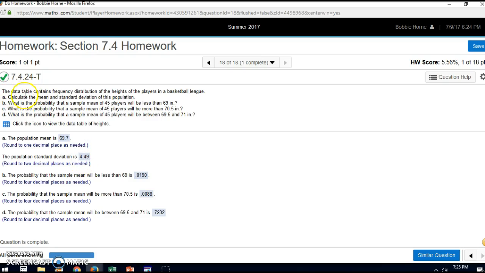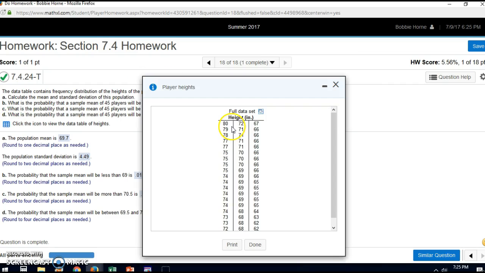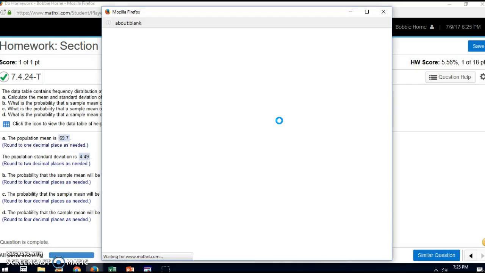In this situation, we are looking at the heights of basketball players, and we are being asked to calculate on A, the mean and the standard deviation of the actual population. So this population is about, I believe, 60 players. To calculate the mean, you could go ahead and just open it in StatCrunch. We can do the first part in StatCrunch quickly.